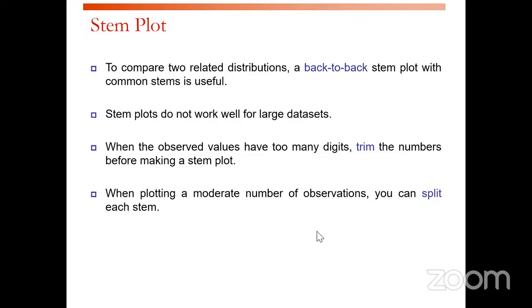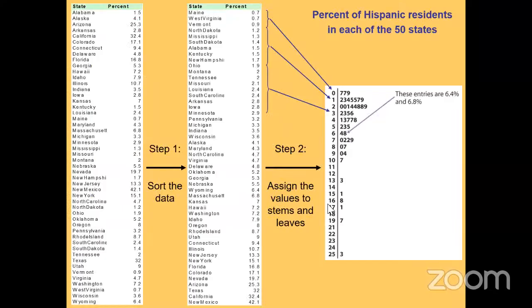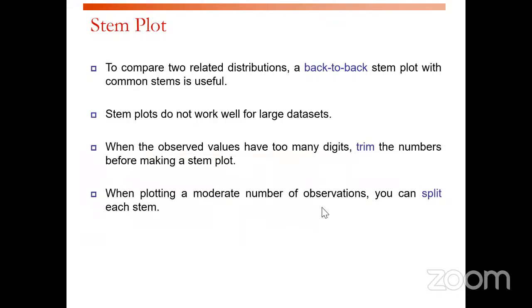One of the disadvantages is that it is not very feasible when the data set is very, very large. Why? Because obviously you have to do this manually. You have to count how many are there, how many would be kept into, let's suppose, stem one, and how many of them can be treated as the leaf one, right? So for a large data set, this is not very useful. When the observed values have too many digits, you can trim the numbers before making a stem plot.